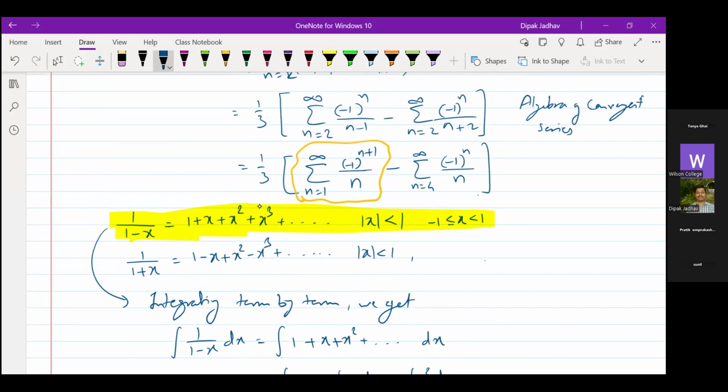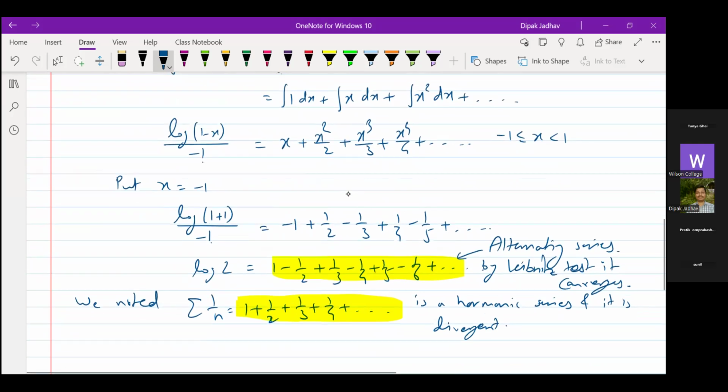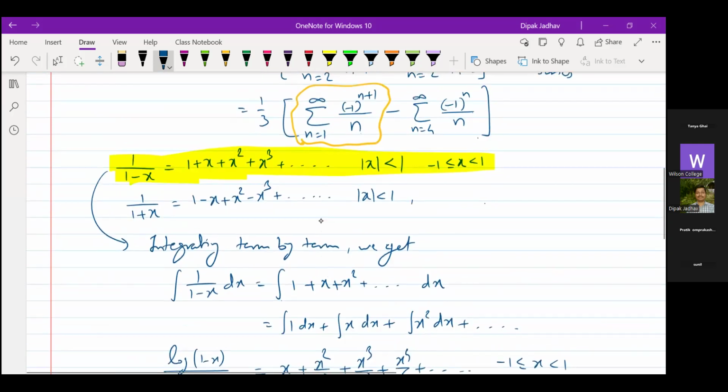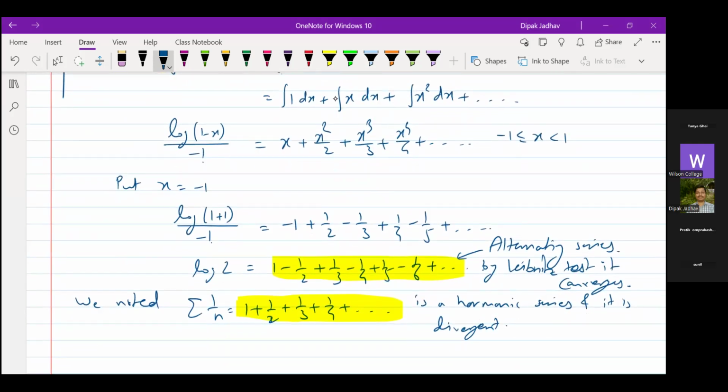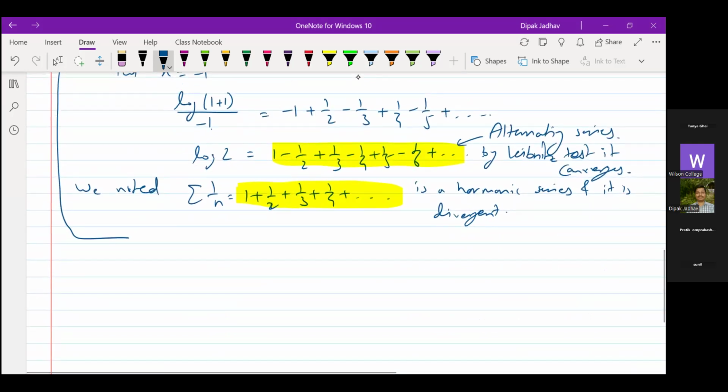We want this sum, summation n from 1 to infinity. So this is exactly equal to this, 1 minus half plus 1 by 3, if you observe. Okay? Let me write this again. So what was that? 1 upon 3 summation 1 to infinity (minus 1) raised to n plus 1 by n, minus summation 4 to infinity (minus 1) raised to n on n.